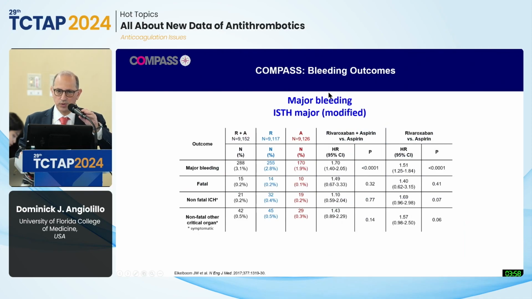Nevertheless, just like we've seen with all the DAPT trials, even with the DPI trials, there is an increase in major bleeding. So this is not trivial. There weren't any differences in fatal and non-fatal intracranial hemorrhage, although numerically increased. But again, as we've seen in all the trials of intensified therapies, either with DAPT or with DPI, there is more bleeding.